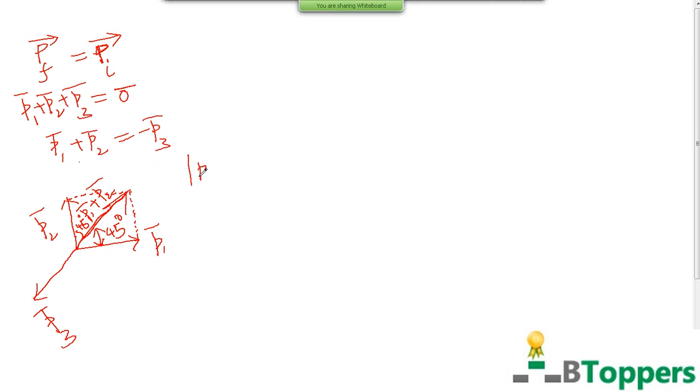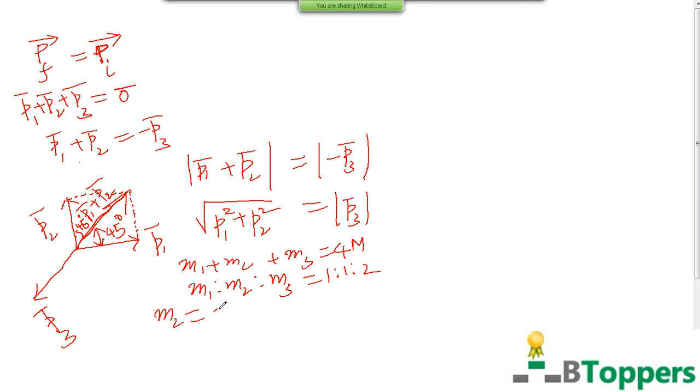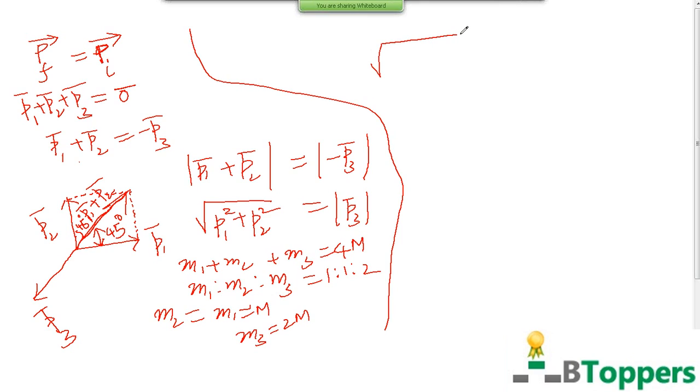So if we take modulus on both sides, modulus of (P1 bar plus P2 bar) is equal to modulus of minus P3 bar. Modulus of minus P3 bar is the same as modulus of P3 bar. Because P1 bar is perpendicular to P2 bar, we can write mod of (P1 bar plus P2 bar) is equal to root of P1 square plus P2 square. The sum of the masses of the 3 parts is given to be 4m. In the original IIT paper, and the same question in one of the previous EAMCET papers, you are given the ratio of the masses of the three parts as 1:1:2. So that means M2 is the same as M1 and equal to M, and M3 is 2M. The first two parts, which have the same mass, move in mutually perpendicular directions with the same magnitude of momentum. That means P2 equal to P1, each equal to M into V.